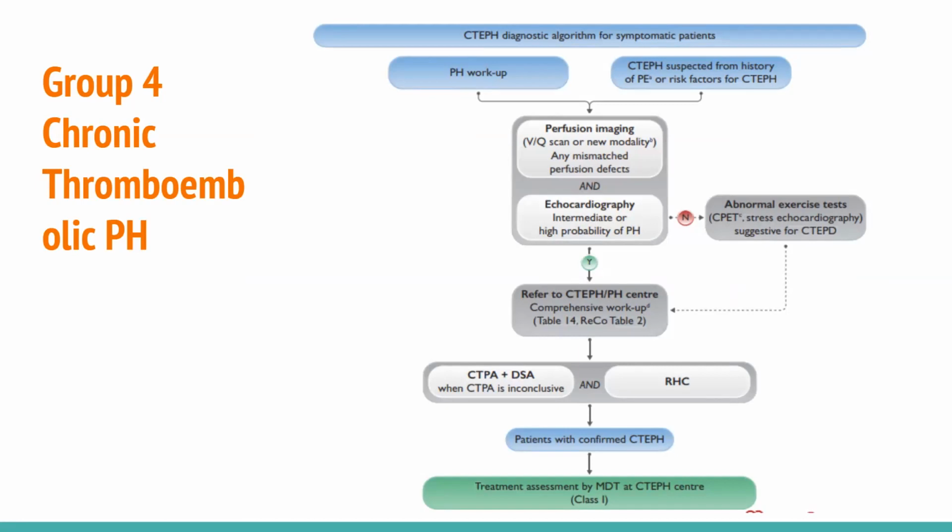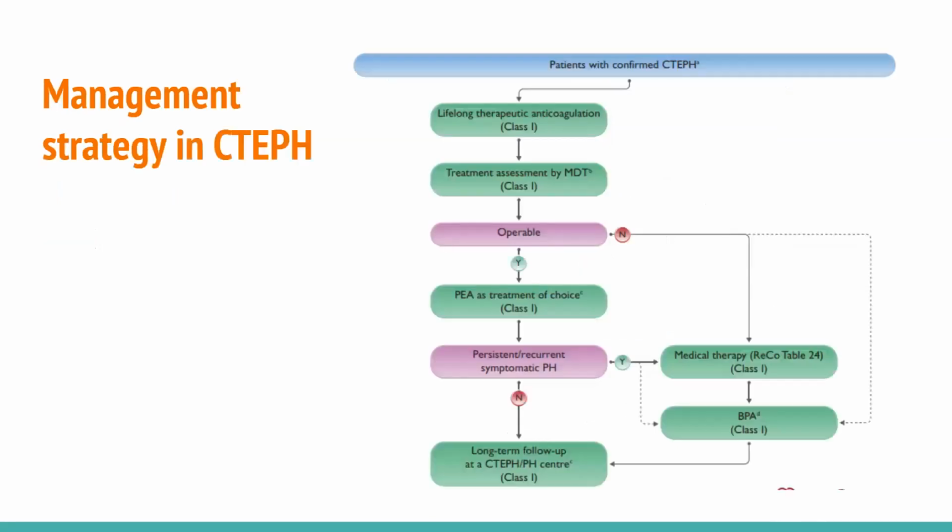Then if we are suspecting a high probability of PH, we send them to PH centers. If required, CTPA is done. If CTPA is inconclusive, then DSA also can be done. And if patients have been confirmed, then they are treated for CTEPH. Patients who are confirmed with CTEPH are given lifelong therapeutic anticoagulation.